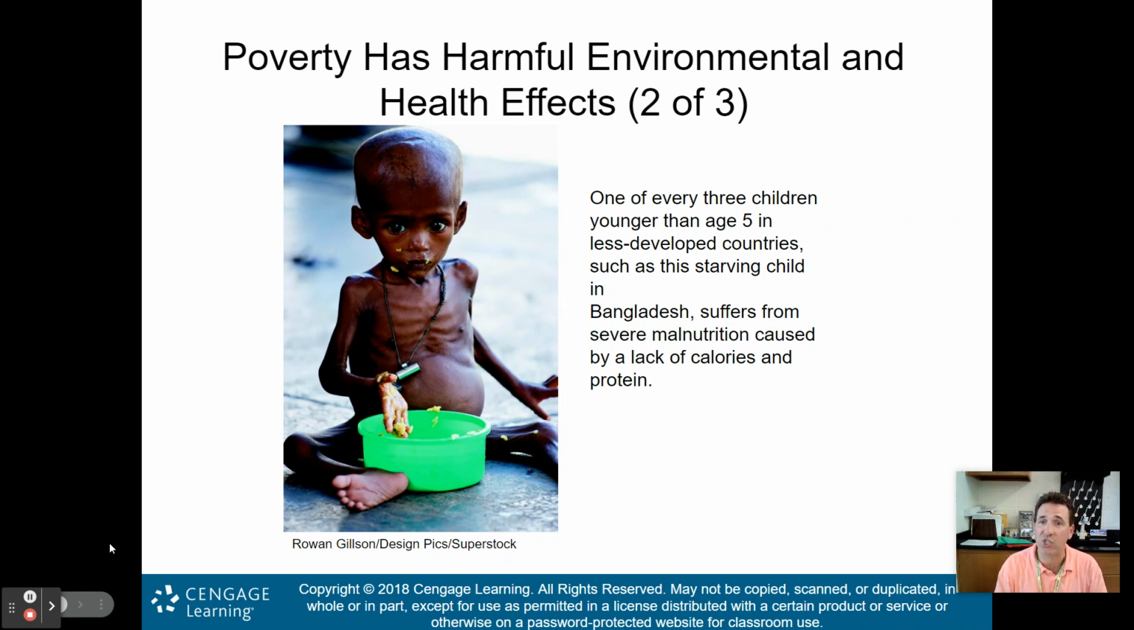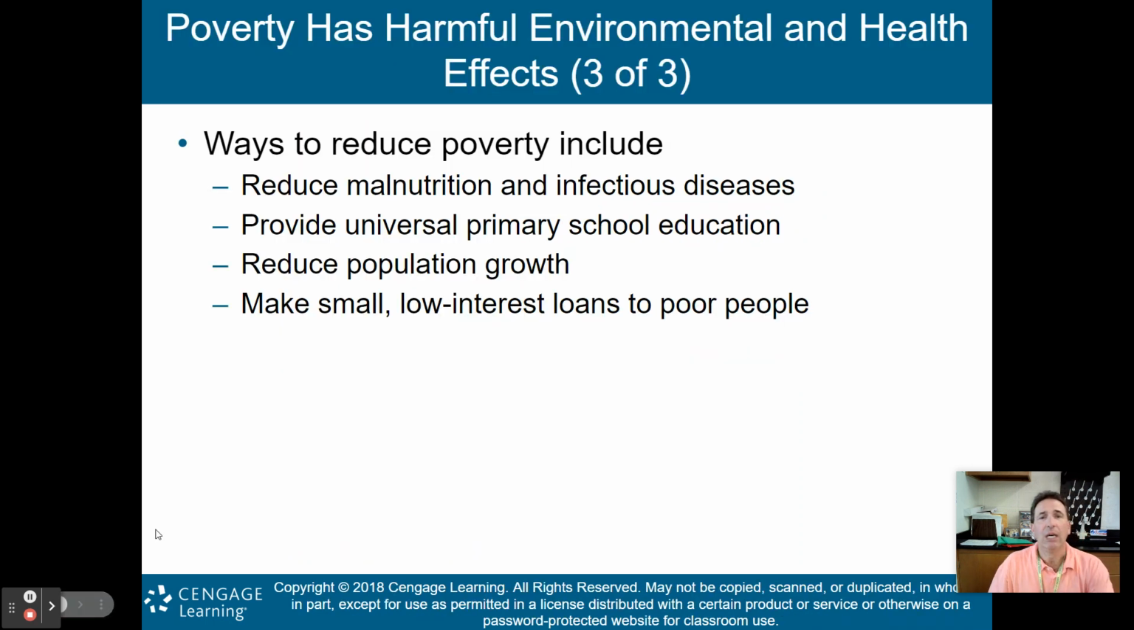One of every 3 children younger than age 5 in less developed countries, such as this starving child in Bangladesh, suffers from severe malnutrition caused by lack of calories and lack of protein. So again, what we're going to learn about the green revolution, the second one, we thought we had figured out a way to feed everyone. And unfortunately, we're finding out that that revolution is actually hurting the environment more than we thought. And again, more on that when we talk about food production coming up in a couple of months.